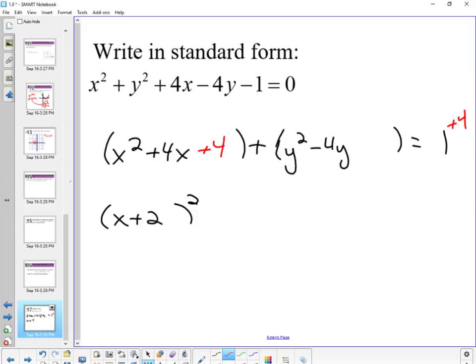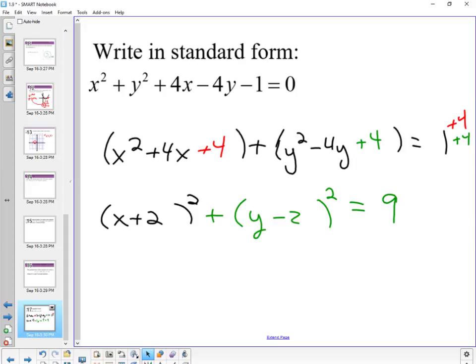Now, going on to the other part, plus, let's do the y's. What's half of negative 4? Negative 2. Square that, it's positive. It's going to give you a positive 4. So I'm going to throw another 4 on this side to keep it all balanced out. This is going to equal 9. And there it is. That's the end of it.